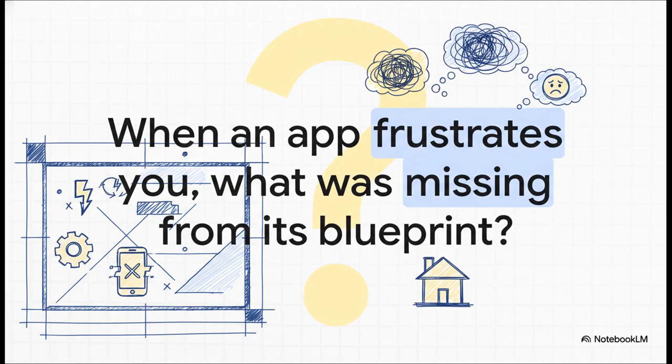So, here's a little something I want you to take with you. The next time you're using an app and it just frustrates you, maybe it feels clunky, or it's super slow, or it's just not doing what you think it should, just pause for a second and ask yourself, what do you think was missing from its blueprint? Did they maybe overlook a key feature? Or, more likely, did they forget about one of those crucial qualities, like making sure it was fast enough?